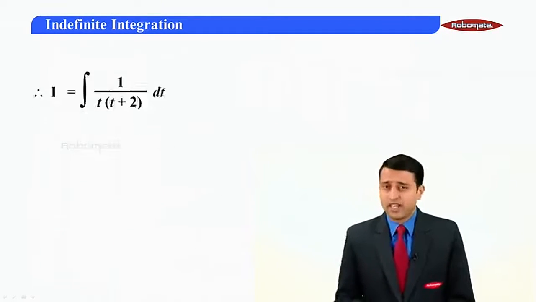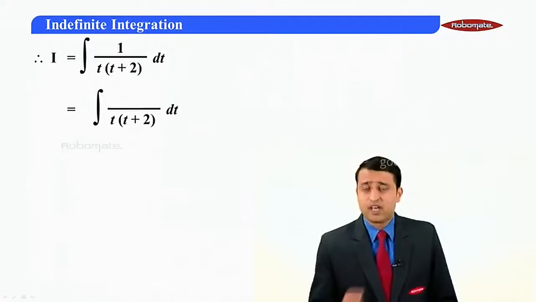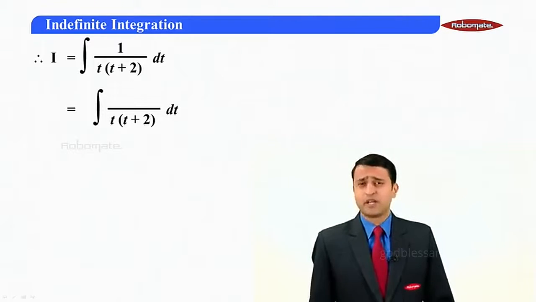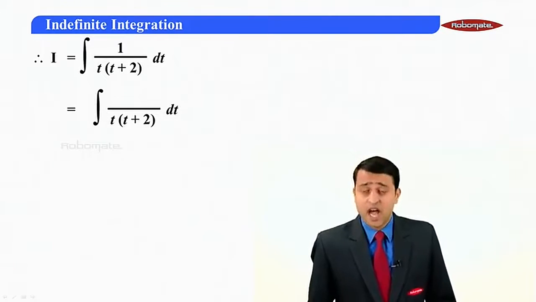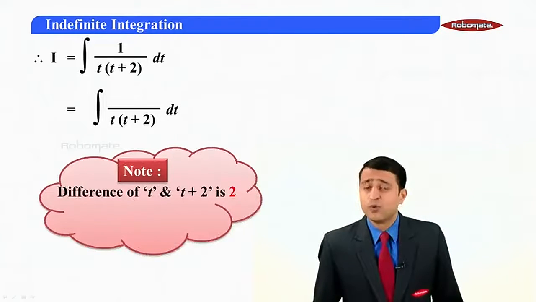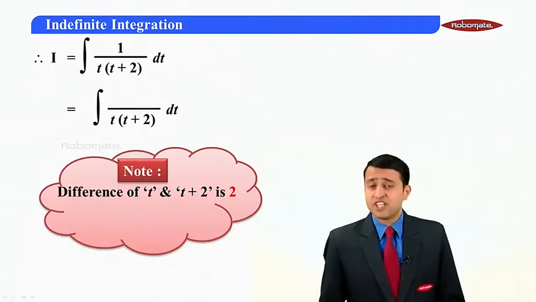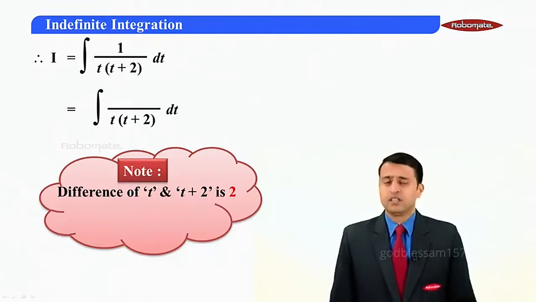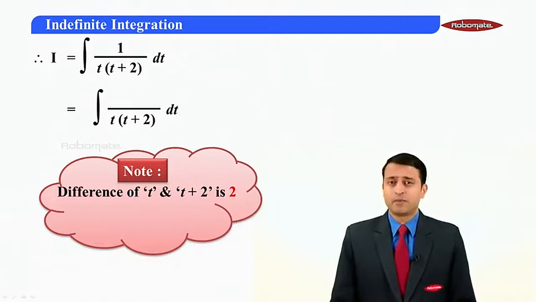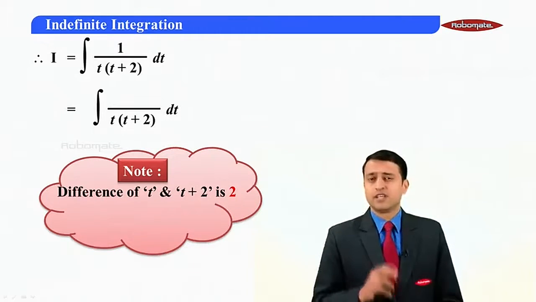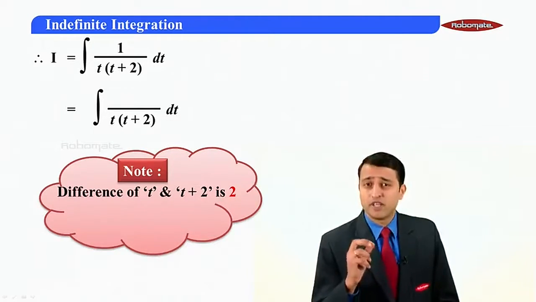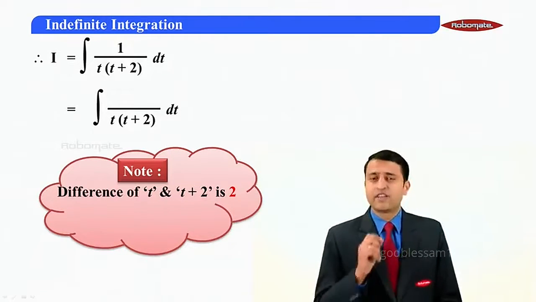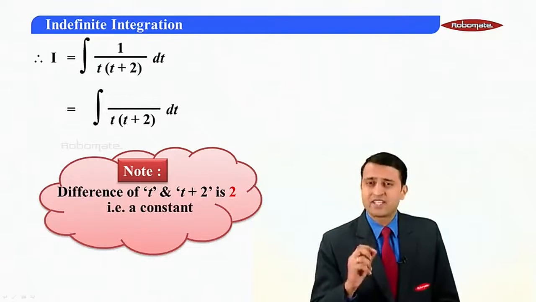Now my dear students, again we have to observe some points here. Now if I write the denominator as t into t plus 2 as it is, I am not writing the numerator because I am going to do something here. I am going to multiply and divide by 2. Why 2? Because if I see the difference between the two factors in the denominator, the two factors are t and t plus 2. Their difference is 2. I am not concerned with the order of difference, only the magnitude of difference. It's 2.